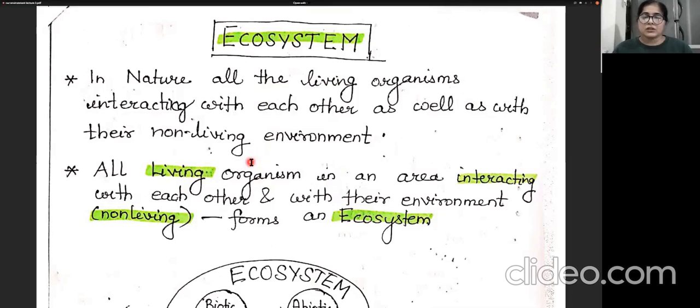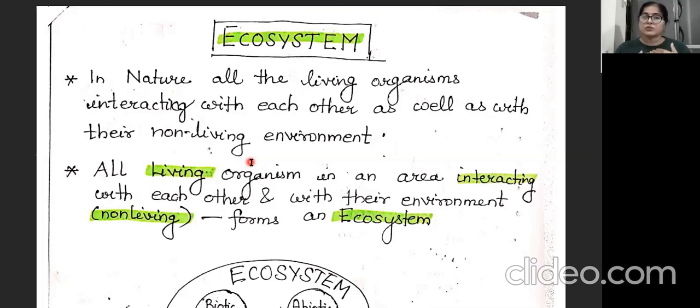Ecosystem. In nature, no organism is alone. There are a number of organisms living in the environment, and all these living organisms interact with their environment also. So in nature, all living organisms interact with each other as well as with their environment. In this way, they form a unit of ecology, or unit of environment, that is known as ecosystem.